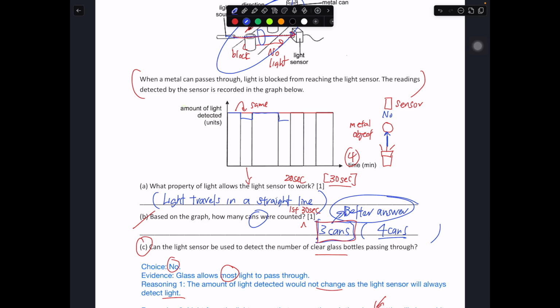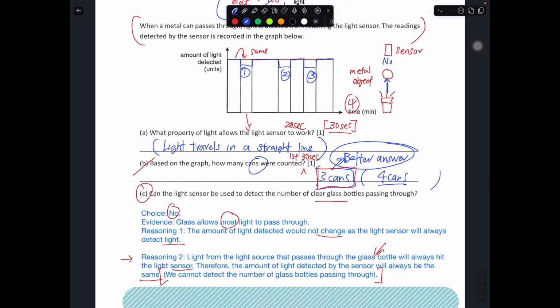Okay, it will be something like this, right? So in this case, we'll still know when the glass bottle passed through. Over here is still 1, 2, 3. We still have 3 glass bottles. So in this case, it can also be this answer, but you have to answer it very, very accurately.